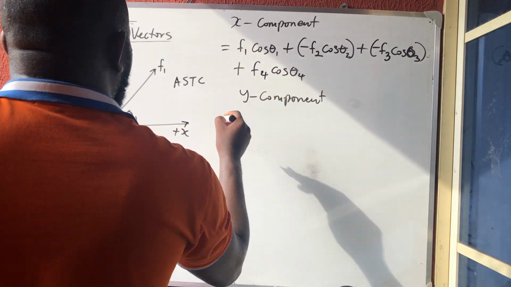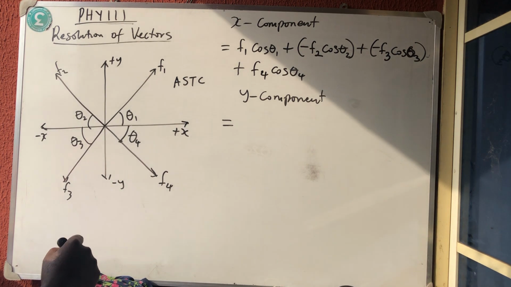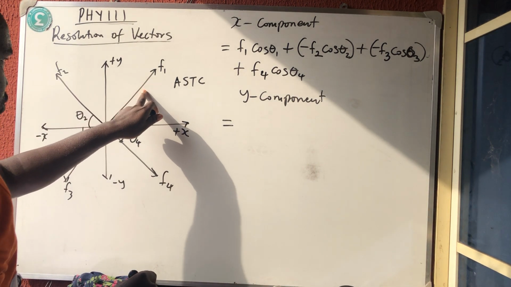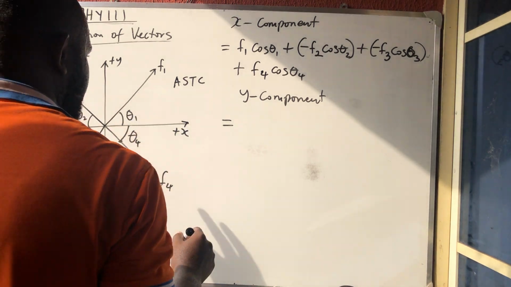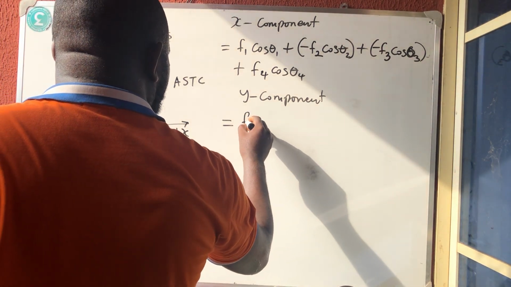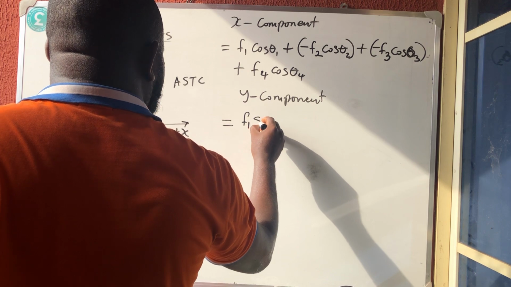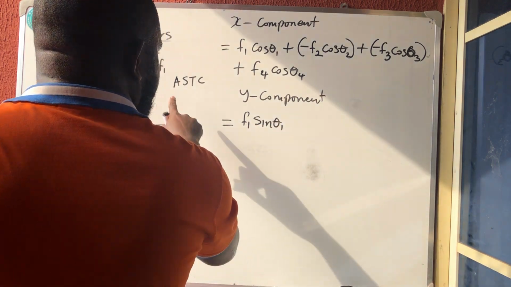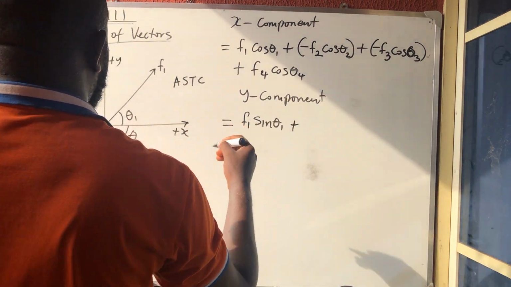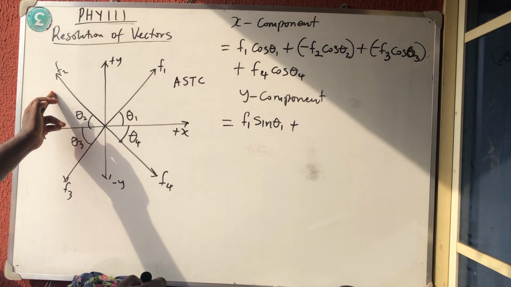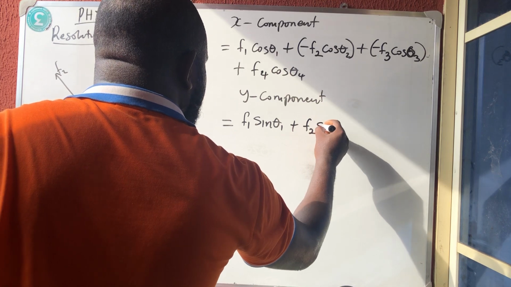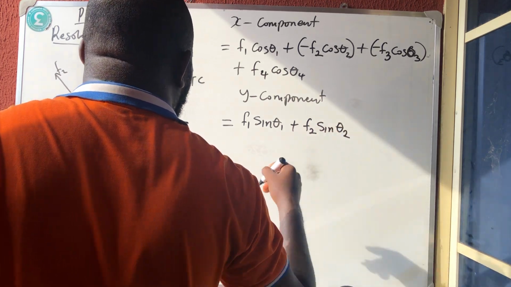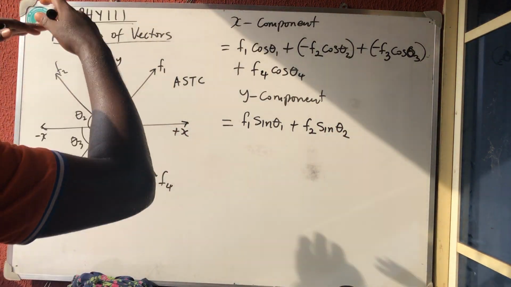Y component is equal to, let's do y. You want to resolve F1 to y. Is it towards or against? You see, it's against. So since it's against, I'm having what? F1 sine theta 1, because against is sine. Plus, look at this one. Is it towards or against? It's still against. So I'm having what? F2 sine theta 2. I'm using plus because all of them are still at the positive y.